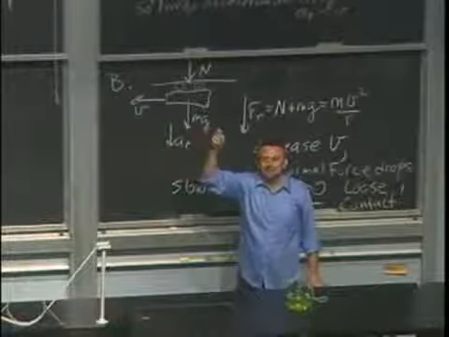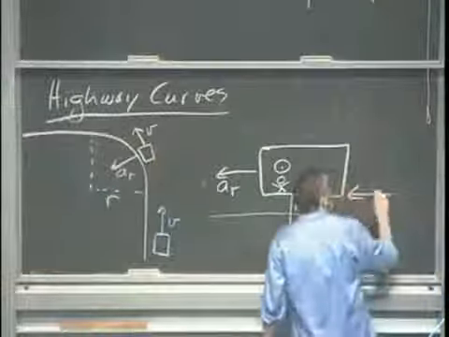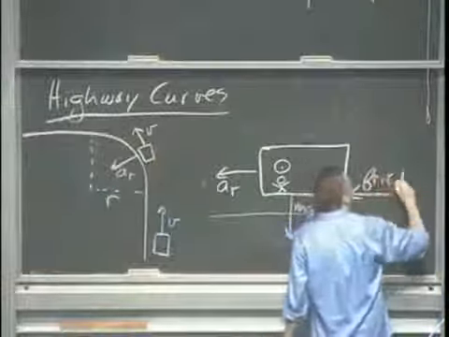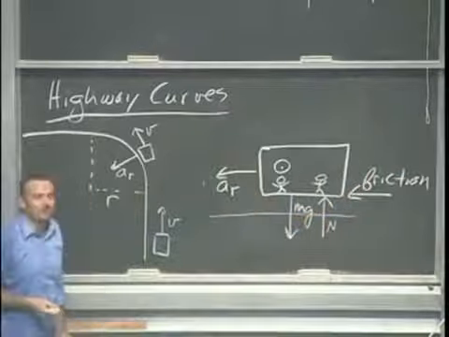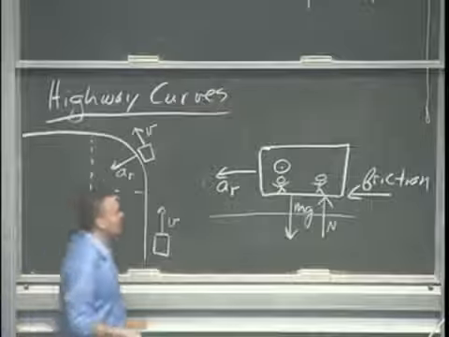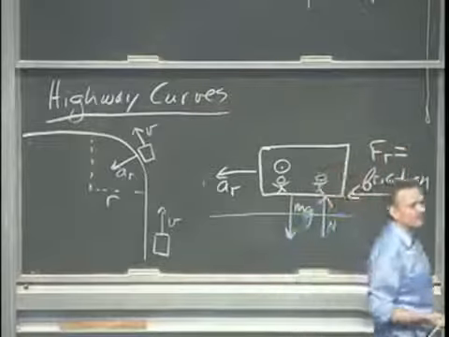It's the magic force, friction. Thank you. So we have to have a frictional force between the tires and the road, which is providing the centripetal acceleration in this case.